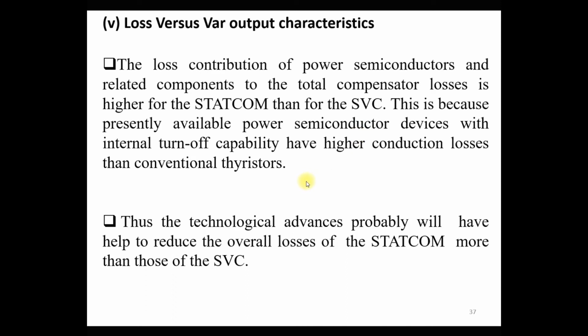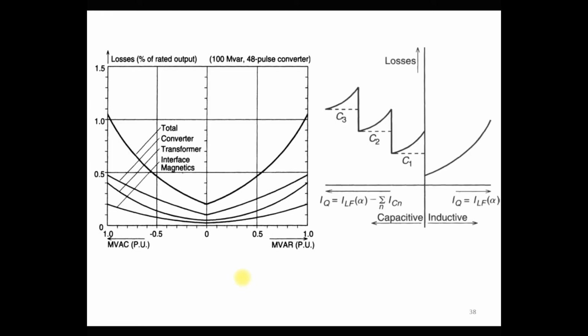But as technological development happens in the near future, it may be possible to reduce the conduction losses of IGBT and GTO. So we can assume that in the near future the losses of the STATCOM will become less than the SVC. Now we can see the loss versus output characteristic of the STATCOM, and this is the loss versus output characteristic of the SVC.